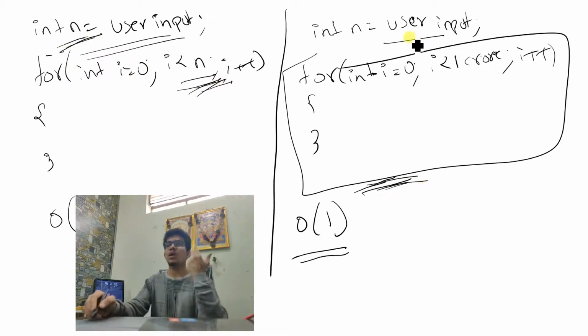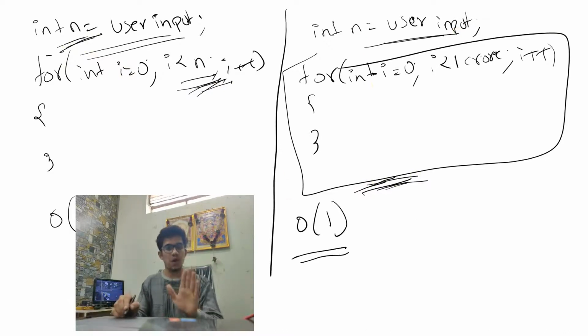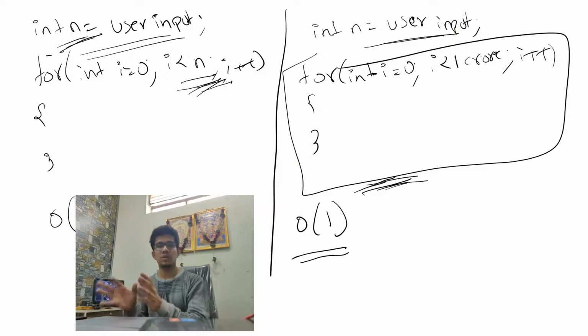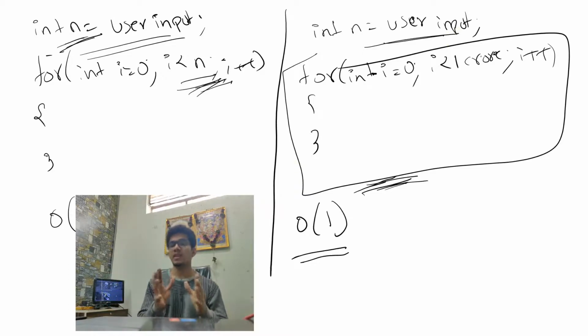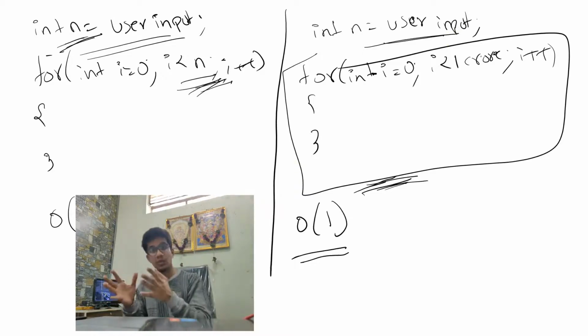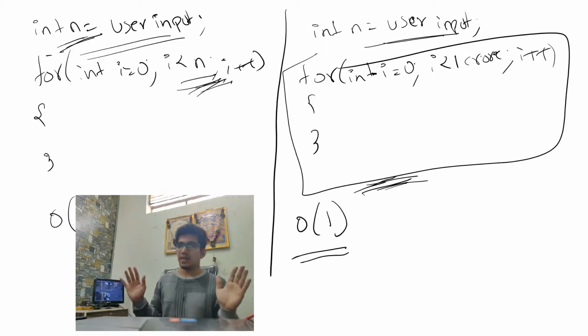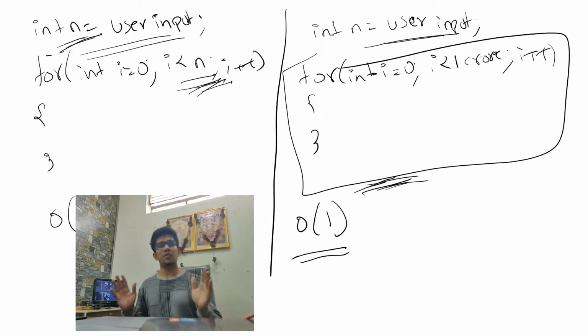Why? Whatever your n value is, your for loop will execute 1 crore times. 1 crore times is bad, I agree, but it's a constant after all. You give n value 5, the for loop will execute 1 crore times. You give n value 10, the for loop will execute 1 crore times only. So it's a constant value. That's it. So I can tell here it is order of 1.